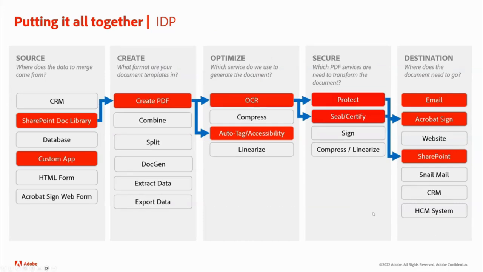So putting this all together, again, left to right, here's an example of what an automated process could look like that leverages our PDF Services API. Regardless of where your document starts, it could be in a SharePoint document library or even a custom application, whatever it may be, we can pull that file for you programmatically. We can then create a PDF out of this SharePoint document. So for example, a form comes out of a SharePoint document library. We're going to turn it into a PDF by merging some data points from our system of record, whatever it may be, and pushing it into the document.